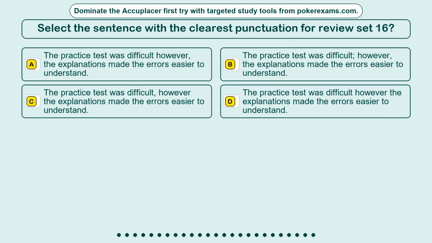Question 19. Select the sentence with the clearest punctuation for review set 16. Option A. The practice test was difficult, however, the explanations made the errors easier to understand. Option B. The practice test was difficult, however, the explanations made the errors easier to understand. Option C. The practice test was difficult, however, the explanations made the errors easier to understand. Option D. The practice test was difficult, however, the explanations made the errors easier to understand.